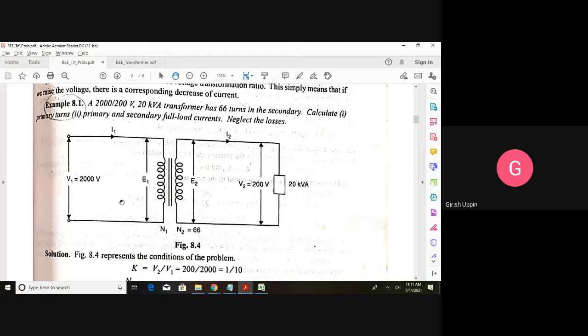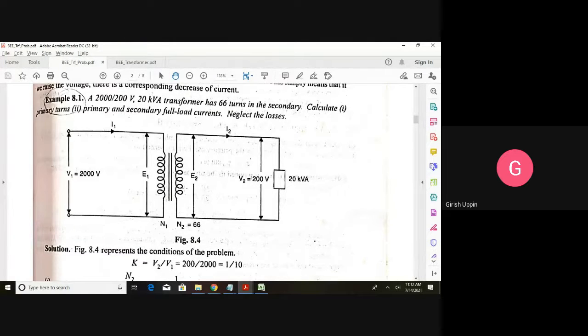That is how you can verify your answer. More voltage means more number of turns, less voltage means less number of turns. That is why we get 660 turns on the primary and 66 turns on the secondary side.